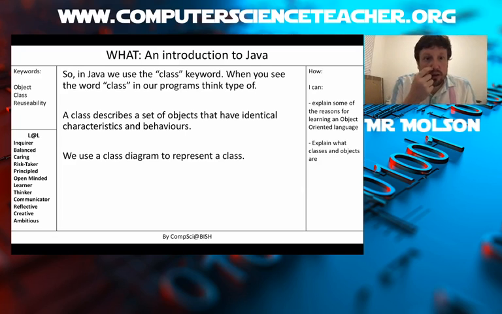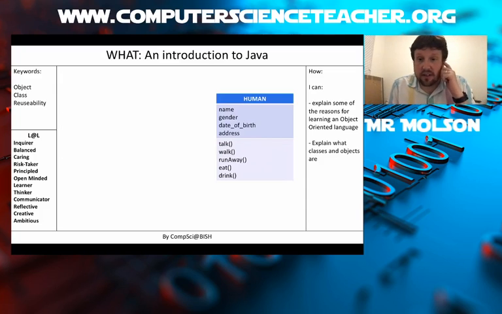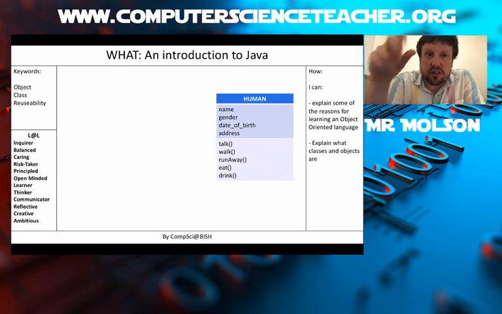Now we can use a class diagram to represent a class. You don't need to worry too much about the format of these diagrams at the moment. There will be lots of opportunities for you to have a go at creating class diagrams and to understand a little more about classes. What I want to show you is a class that I've created just as an example, and hopefully it'll help me explain the difference between characteristics and behaviors.